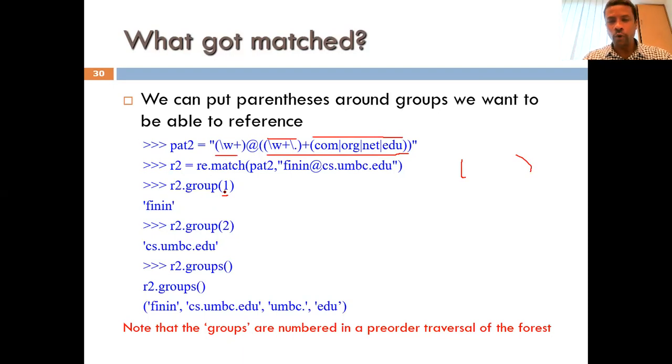So whenever you say group one, it is the information that you have before the at sign, which means the email name. In this case it says the name. Group two is the domain. As you can see, it says CS MUM BC EDU, that is the second group.